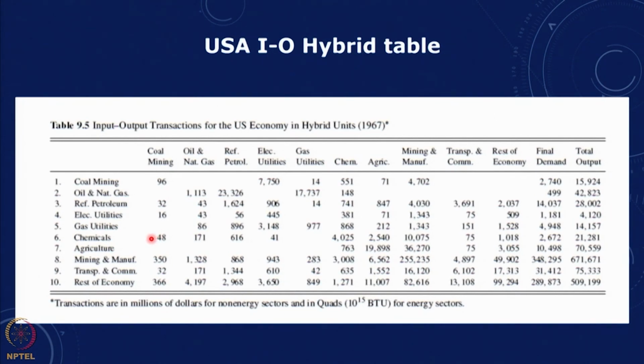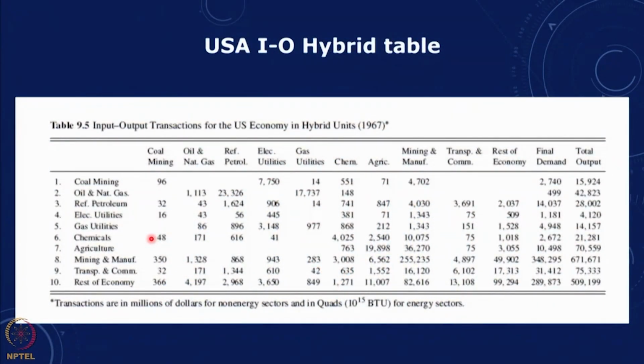I showed you earlier an input output table from the textbook on input output analysis, and a similar kind of input output table is shown here, which is now a hybrid unit. This hybrid unit has transactions in millions of dollars for the non-energy sector, and in quads, or 10 raised to 15 BTU, for the energy sector. So you can see basically coal mining, oil, natural gas, petroleum, utilities, gas utilities, all of these will be in BTU.